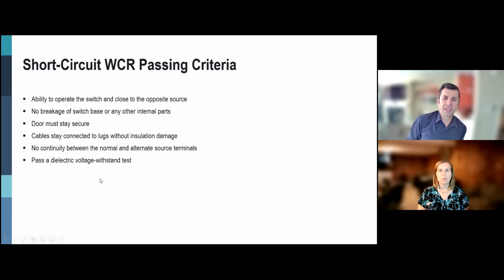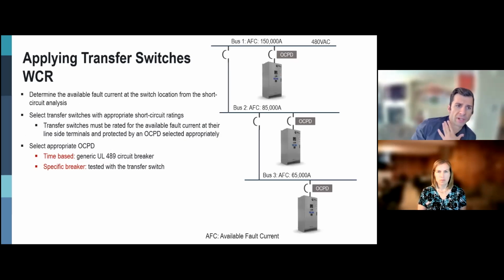The short circuit passing criteria for a transfer switch is the ability to operate the switch, no breakage, doors must stay secure, the contacts must not be welded, and pass a dielectric test. What that means is that after a fault, if the transfer switch doesn't transfer, an operator can open the transfer switch and manually switch over if they need to. Again, it's safety. No one gets hurt, nothing gets blown up, and we can still transfer to another source if we need to. How do we apply the transfer switch rating?